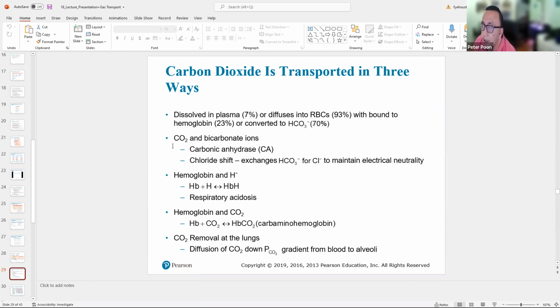CO2 and bicarbonate ions. This is carbonic anhydrase. There's a chloride shift. It exchanges the bicarbonate for Cl to maintain electrical neutrality, so it doesn't become all negative charges. So this happens. Hemoglobin and H plus result in respiratory acidosis. We'll talk more about that in a couple of slides.